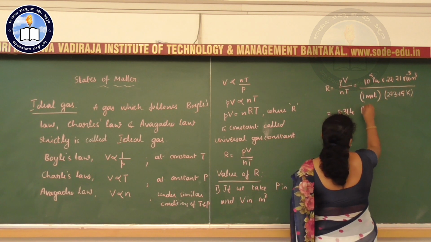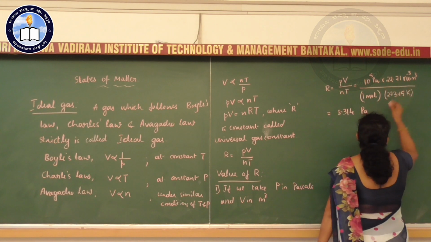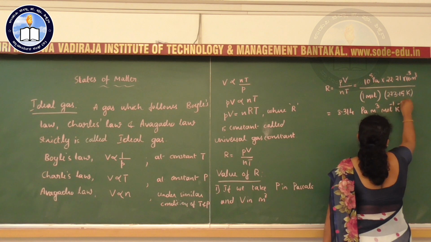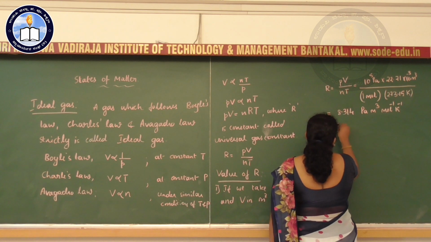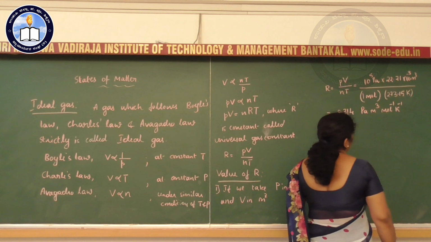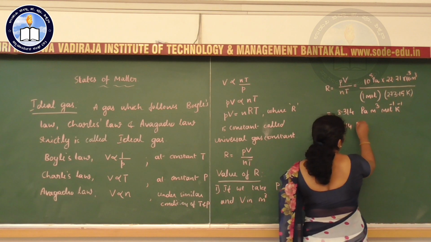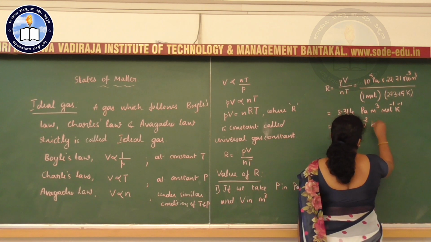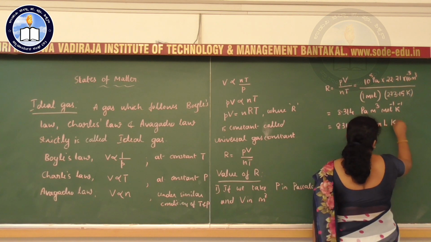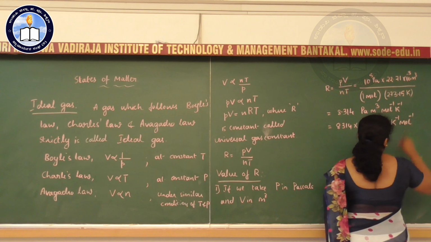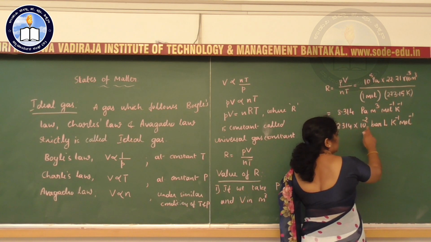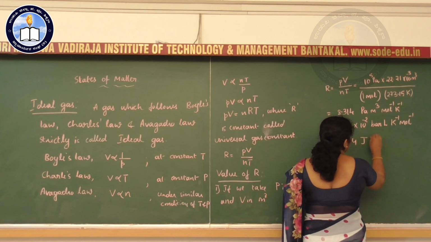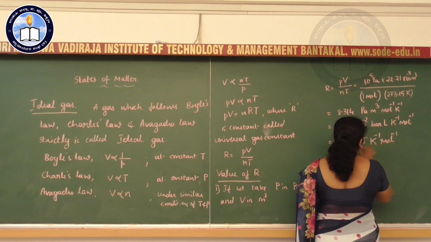8.314 pascal meter cube per mole per Kelvin. Again on simplification, pascal meter cube can also be written as 8.314 into 10 to the power minus 3 bar liter per Kelvin per mole, or 10 to the power minus 2 bar liter is nothing but joule. So 8.314 joule per Kelvin per mole.